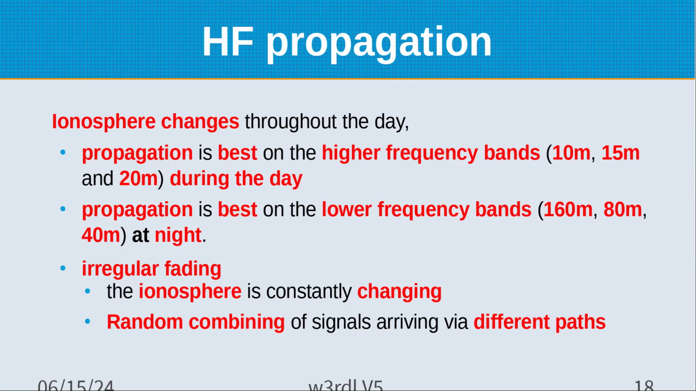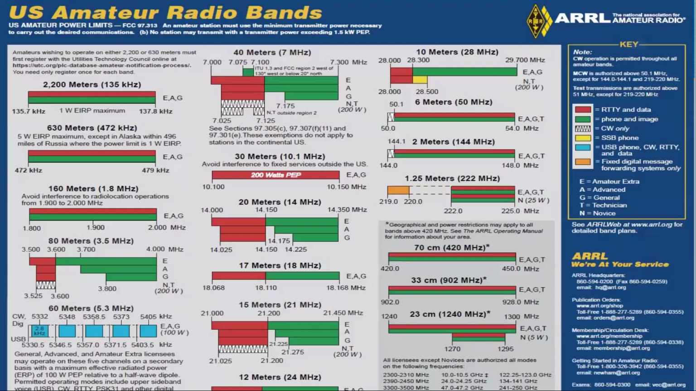The lower frequency bands tend to work at night because you don't have the D layer that absorbs them during the daytime. So they're allowed to actually propagate instead of being absorbed. So, the 160 up through 40 work best at night. This is just the overall band chart showing all of the amateur bands and the segments and the sub bands that different classes of operator can operate in.